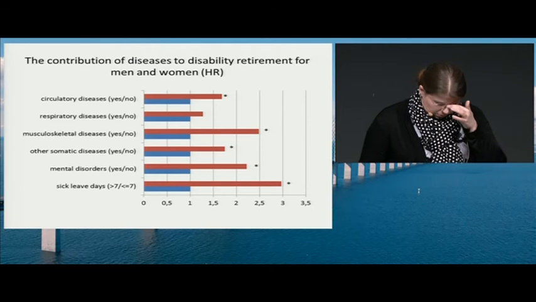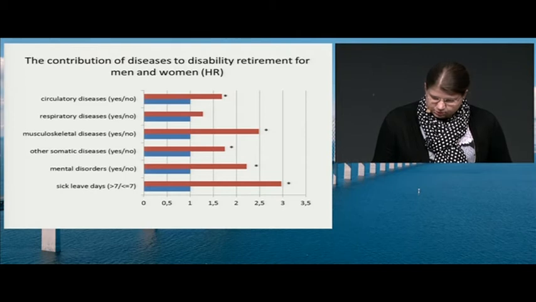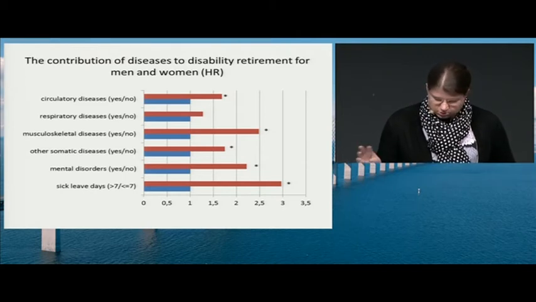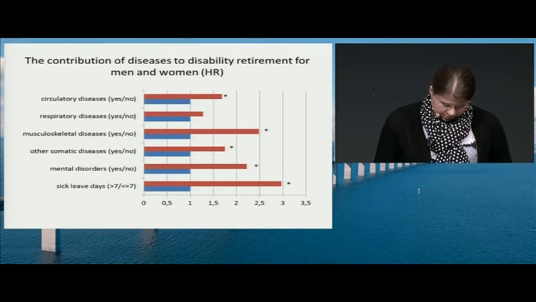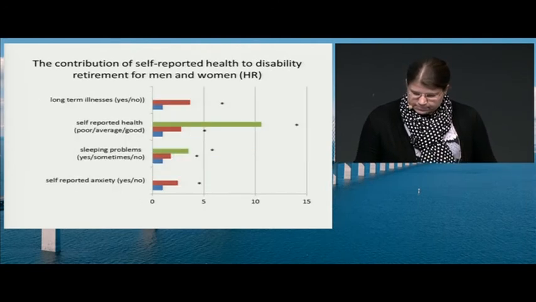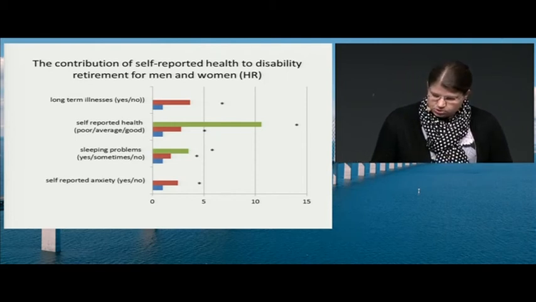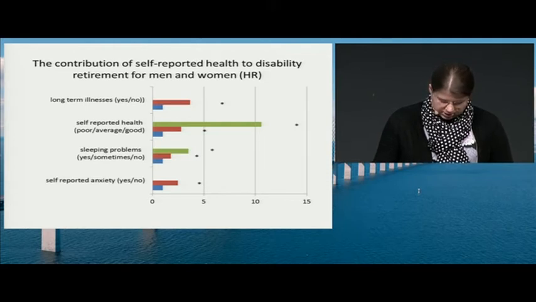And here we have diseases' contribution to disability retirement, and we have marked statistically significant predictors of disability retirement with a star. We can see that especially musculoskeletal diseases, mental disorders, and sick leave days predict disability retirement. Only respiratory diseases are not statistically significant. And here we have self-reported health and its contribution to disability retirement. We see that self-reported illnesses, health, sleeping problems, and anxiety are all statistically significant.